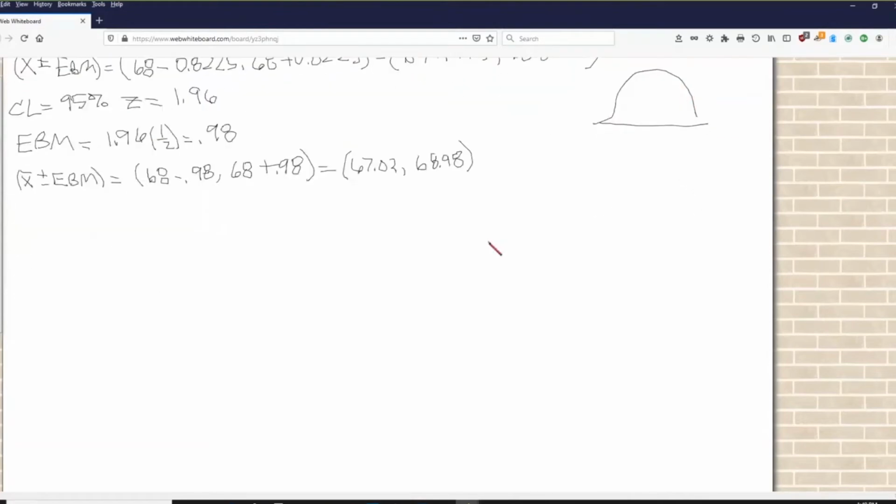Okay, so now let's do the same type of problem, but this time with unknown. Let's do this with an unknown population. So this is when we're going to use our t-scores. So an example. So let's pull out an example here.